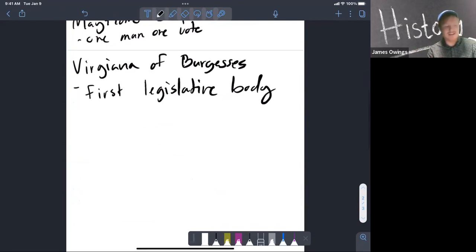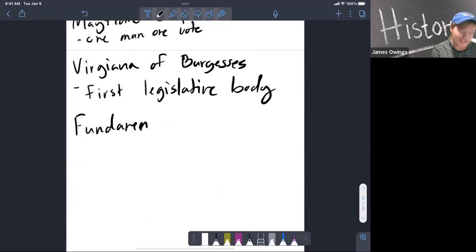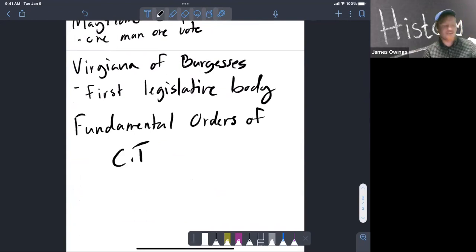Last one we got to talk about is the Fundamental Orders of Connecticut. I'm going to put very short and simply Fundamental Orders of CT. I don't think I can ever spell Connecticut, save my life. But in the short and simple sense, it's nothing particularly important to us nowadays, but it's considered to be the very first government. It's only relevant to Connecticut, but it's still fundamentally pretty important.